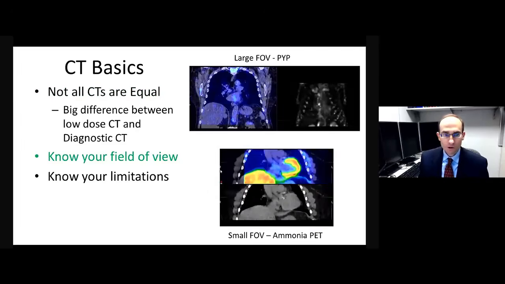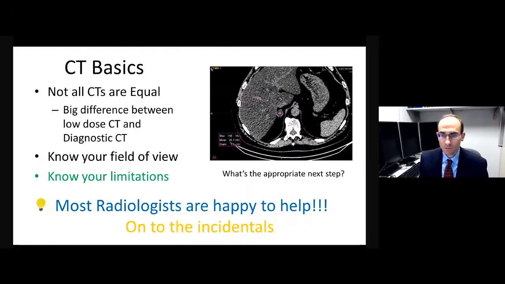I think it's really important to know the field of view that you're looking at. Obviously, for some studies we have a larger field of view, as in the case of a PYP study. The SPECT camera is covering a larger area, so you're responsible for a lot more anatomy. Whereas if you're doing, say, ammonia PET or rubidium, you're looking at a much smaller field of view that includes just the lung and the heart. And so it's important to know that field of view to know what anatomic structures you're going to be looking at.